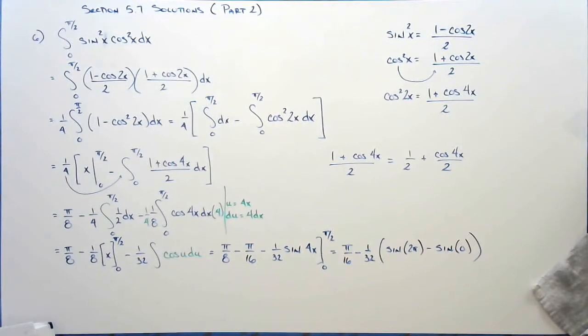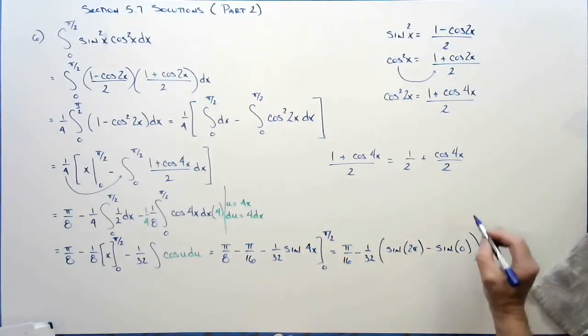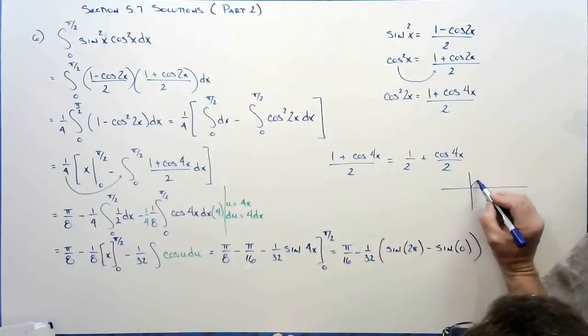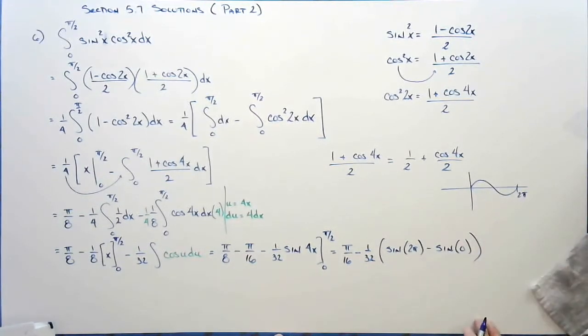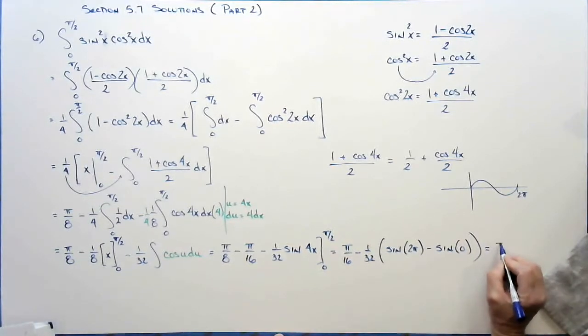Sine of 2 pi is 0. Right, because the graph of the sine curve, right? If you don't remember, just draw yourself the sine curve. Here's 2 pi. The sine of 2 pi is 0, and the sine of 0 is 0. So our final answer is going to be pi over 16.